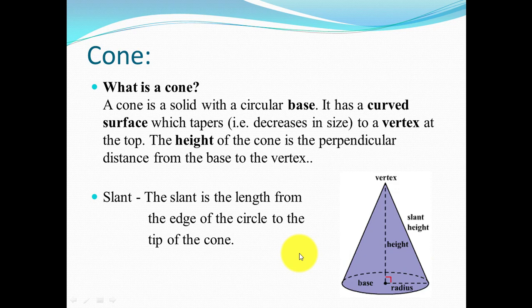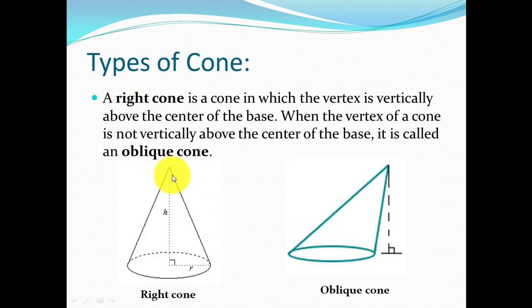Now we see two types of cones. One type is right cones and the other is oblique cones, and there is a minor difference between them. The right cone is a cone in which the vertex is vertically above the center of the base. From this diagram it is clear. We can understand easily. This is the vertex point, and it is on the vertical line from the base.